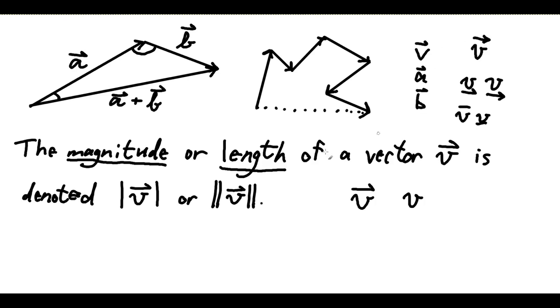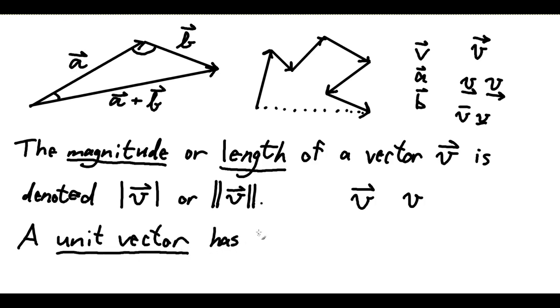But yes, so we've talked about a magnitude or a length. There's another piece of terminology here. A unit vector has length 1. So this isn't a specific vector, it's just a category of vector. Sort of like when we talk about prime numbers. Some numbers are prime, some numbers are not. Some vectors are unit, most vectors are not. If a vector's magnitude is 1, then we call it a unit vector.